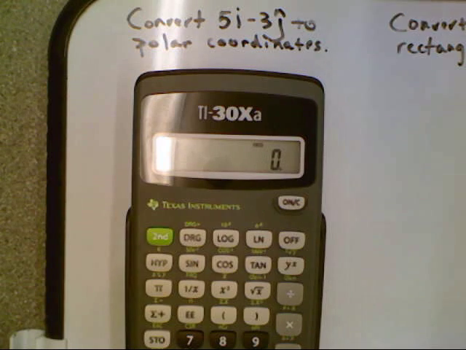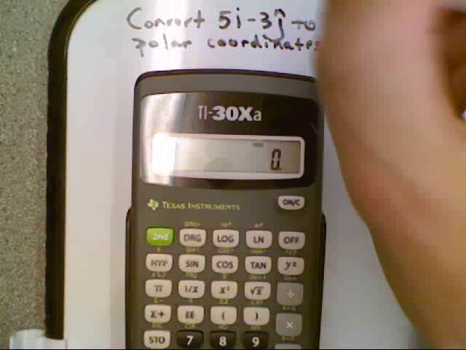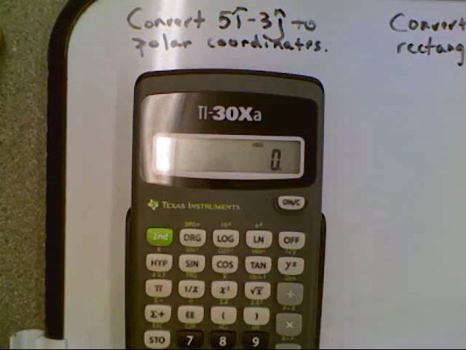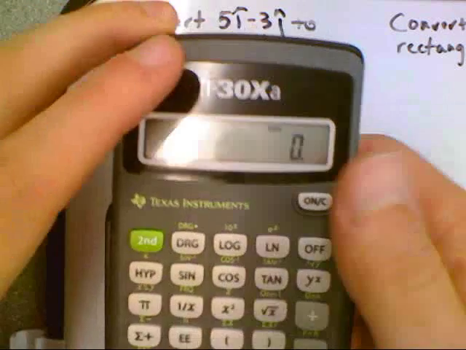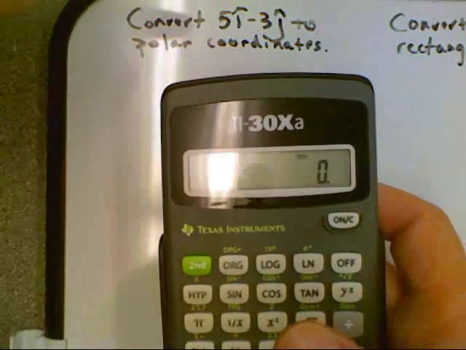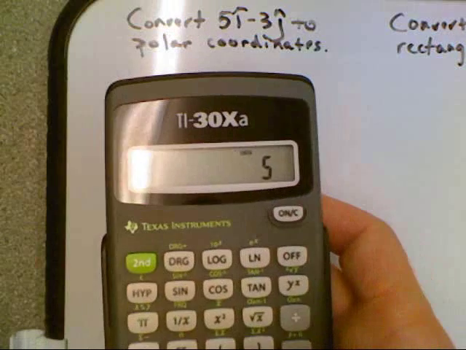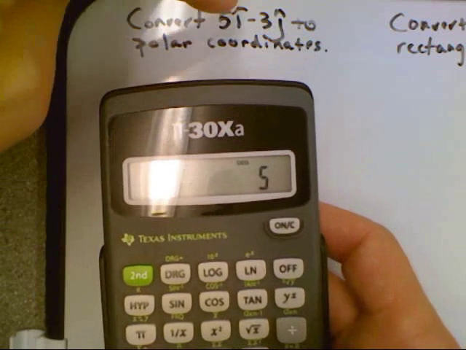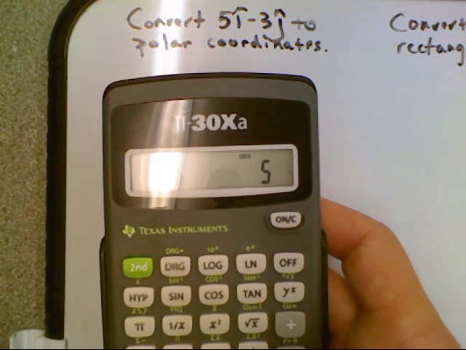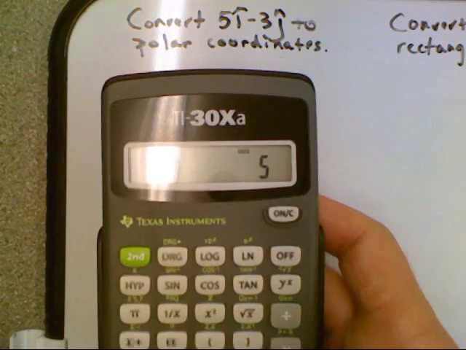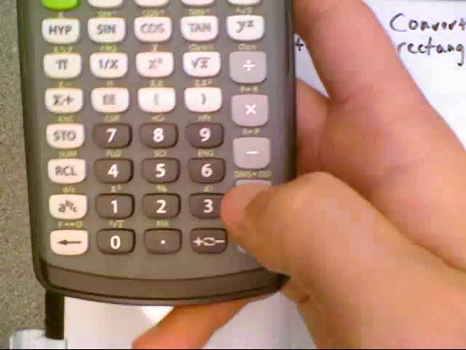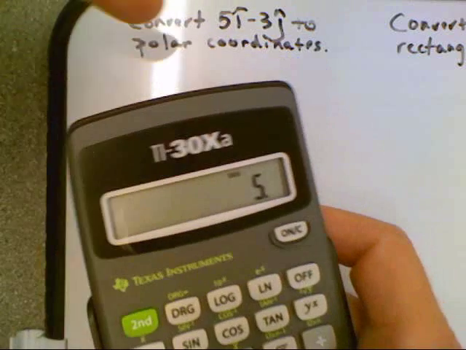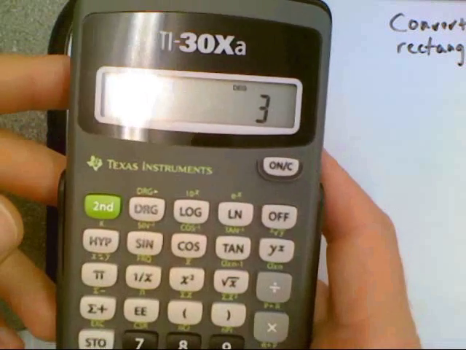So first we'll convert 5I minus 3J to polar coordinates. On this model, first put in your I coordinate, 5. After we put in the I coordinate, we always want to press the plus button, even though that is subtraction, or the negative coordinate. Then put in your J coordinate, which is -3.